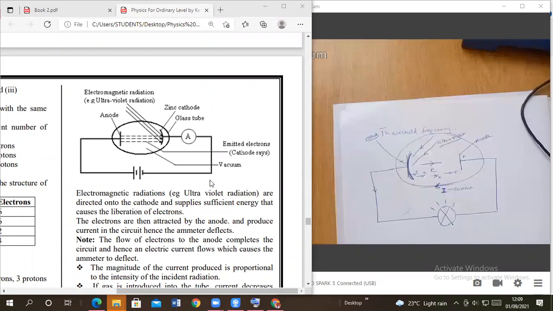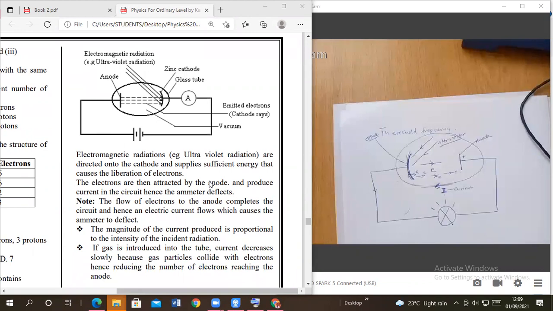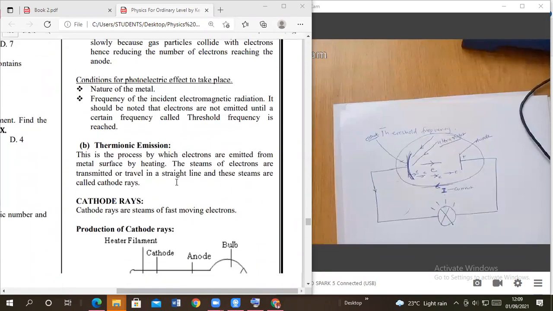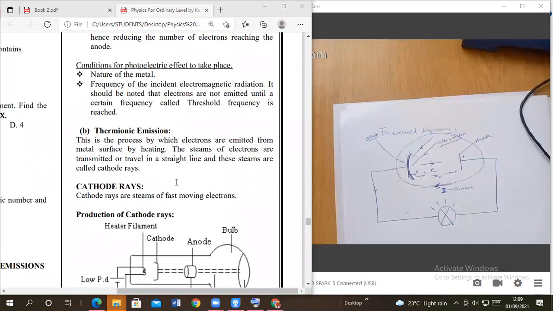I don't know what is happening to Mwesigwa, but we looked at that the cathode is evacuated, the glass tube is evacuated. The reason is to prevent collisions of the air particles with the electrons.